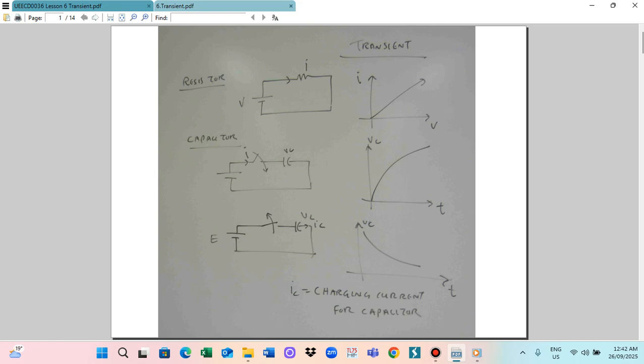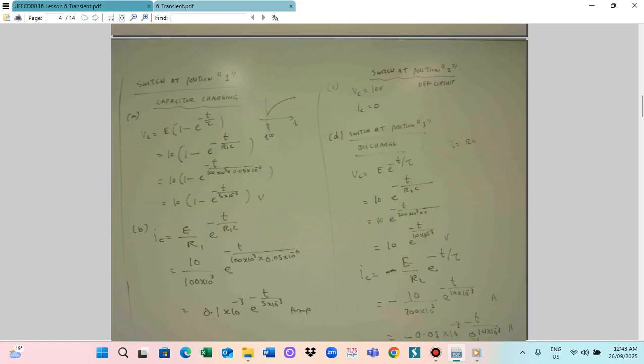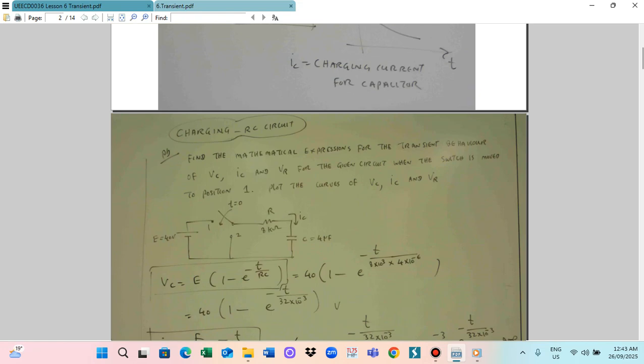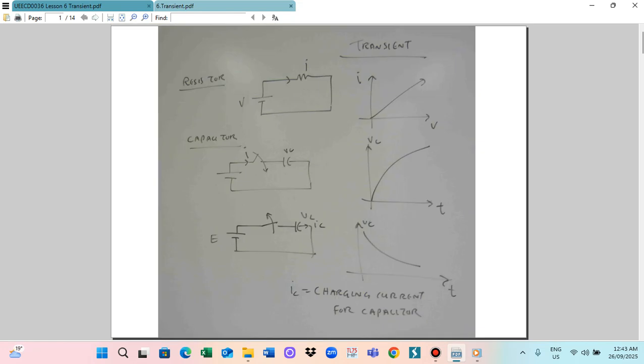And also when you switch off, so this is another graph here. The current goes down following this graph. So this is time and the current will follow this way. So this is the relationship of the properties of the resistor, inductor, and the capacitor with time during charging and discharging.